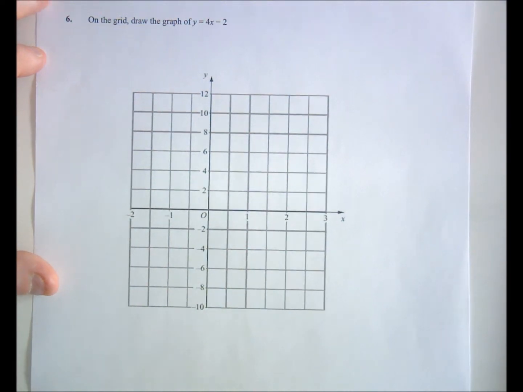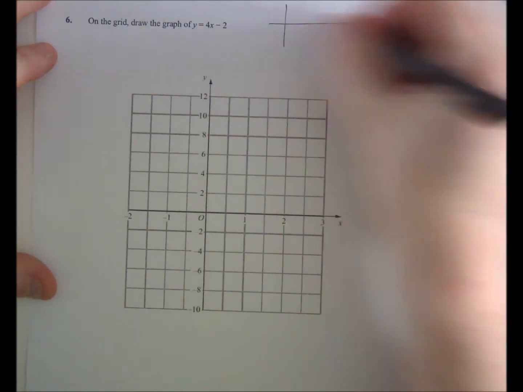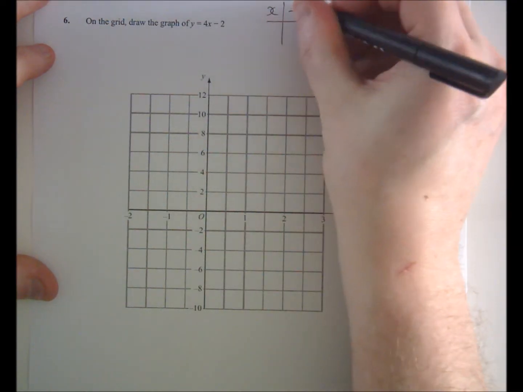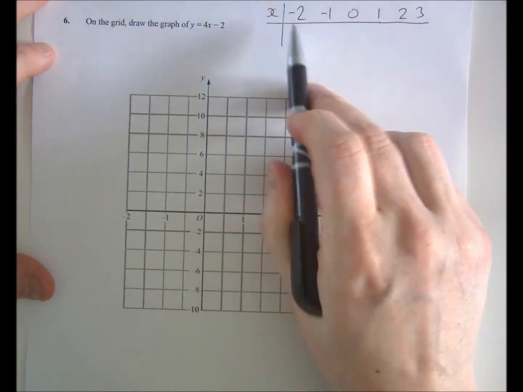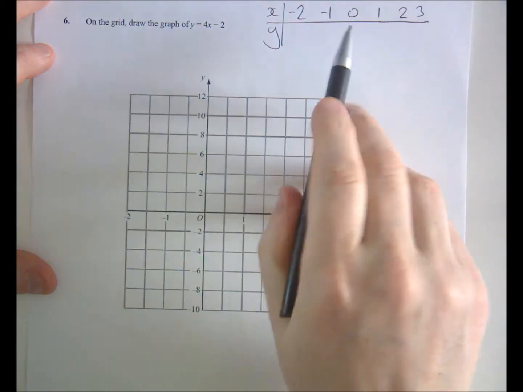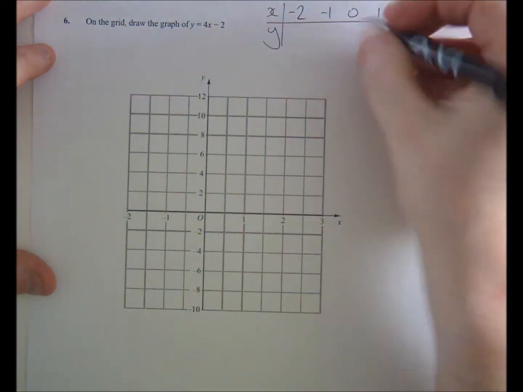Question 6 now. Draw the graph of y equals 4x minus 2. You can see that the x values go from minus 2 to 3. So I'm going to quickly create a table of values using the integer values from minus 2 to 3. I've got to now find the y values. If I put a 0 in here, 4 times 0 is 0, and then I take away 2.